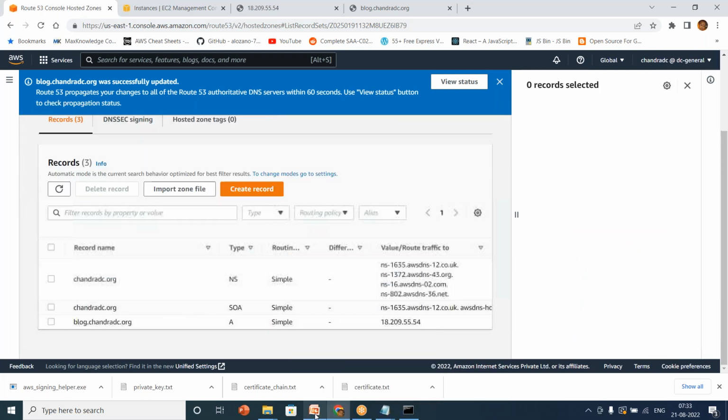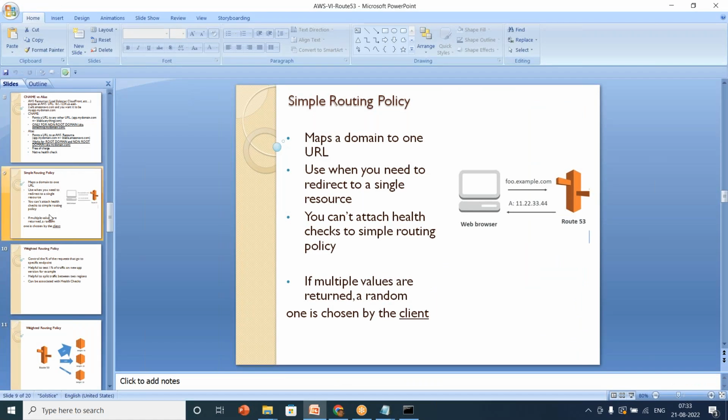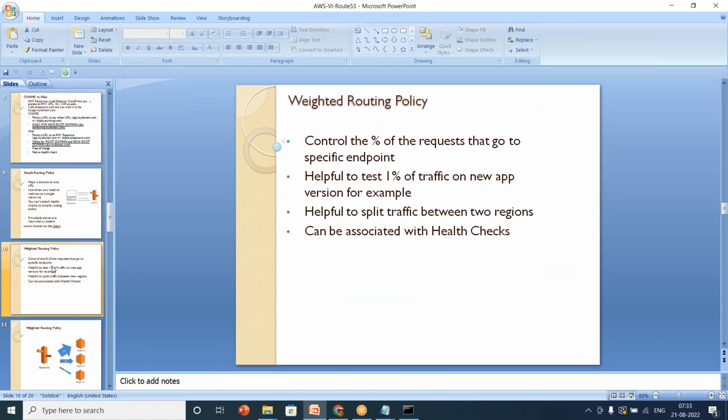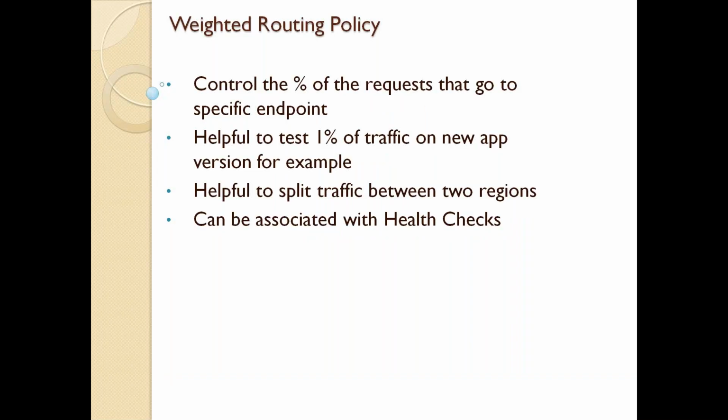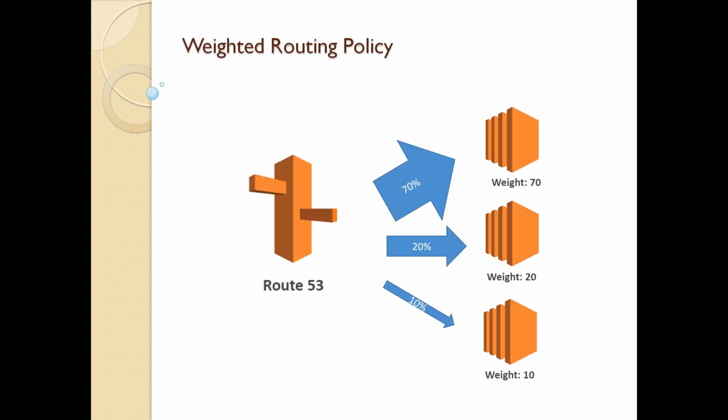Right, now let's move to the next one. Next, we have something called weighted routing policy. This policy is used to control the percentage of requests that can go into one specific endpoint. It is helpful whenever you are releasing a new feature and you want to do live testing on those new features. So you can split traffic between two regions. You can associate that with a health check, and you can do a lot of things. So this is how basically it works.